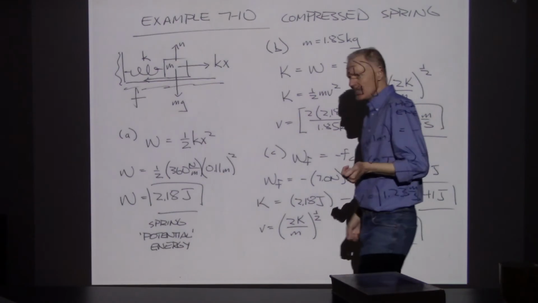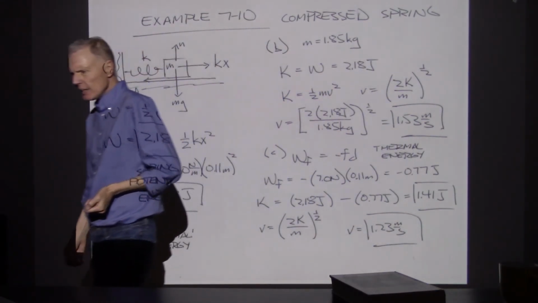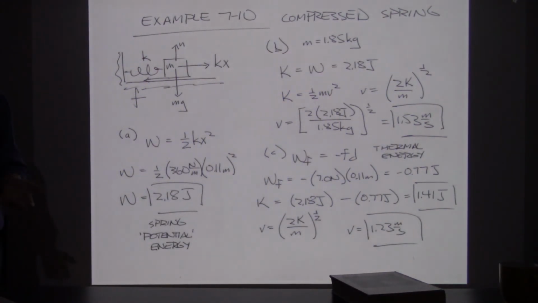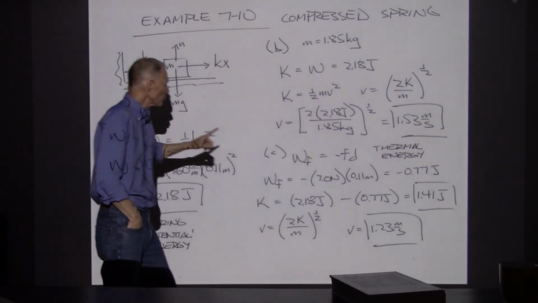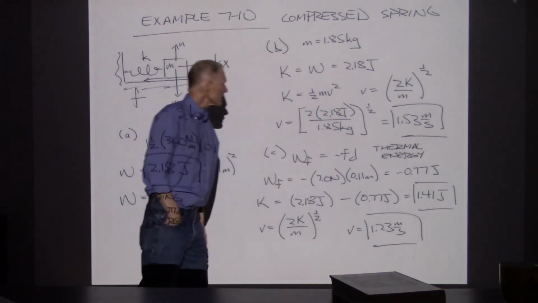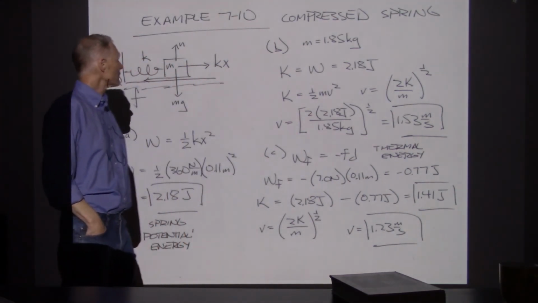Now in part C of the problem, what they said is, now what would happen if we put a little friction in? So let's do that. Let's put a little bit of frictional force or some kind of resistive force. Now they told us this was constant, and it's a constant force of 7 newtons.